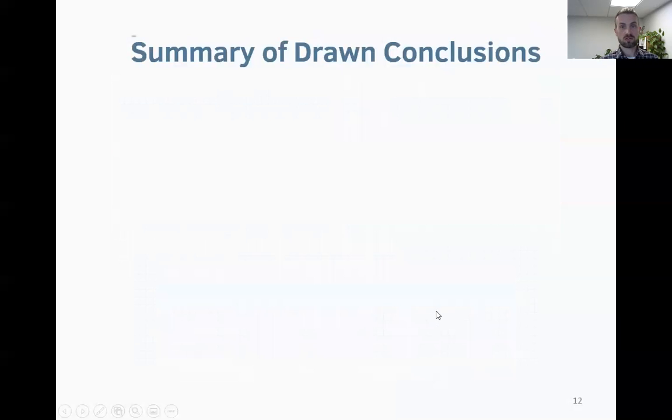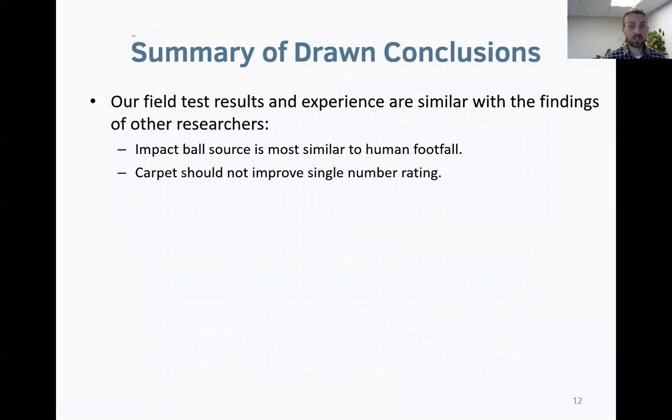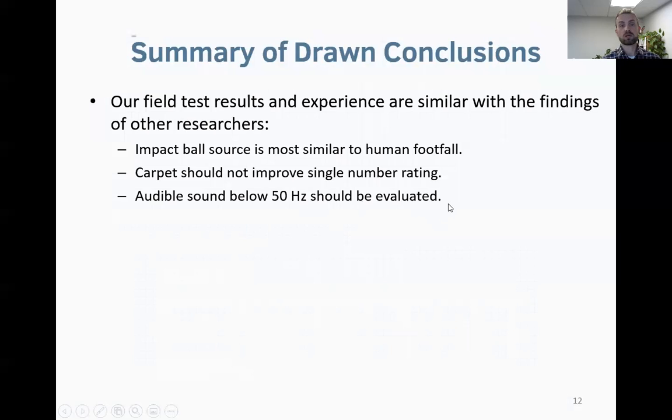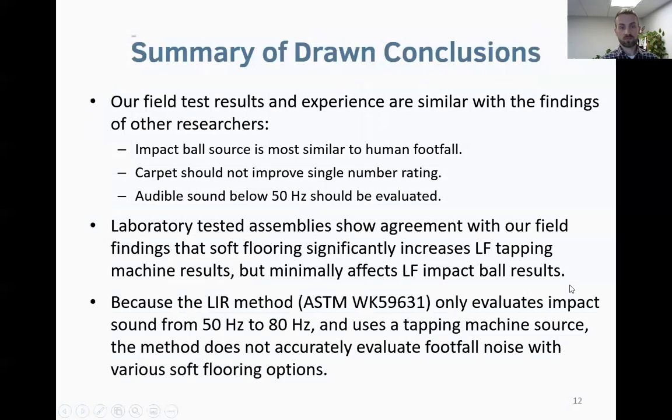So summary of our conclusions, what we're finding is our field test results and experience are similar with the findings of other researchers. The impact ball source is the most similar to human footfall noise. The carpet should not improve a single number rating, and audible sound below 50 hertz should be evaluated. These laboratory tests that we reviewed show agreement with our field findings that soft flooring significantly increases the low frequency tapping machine results, but minimally affects the low frequency impact ball results.